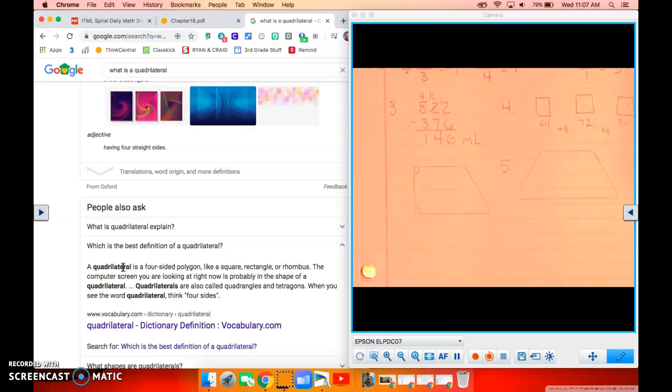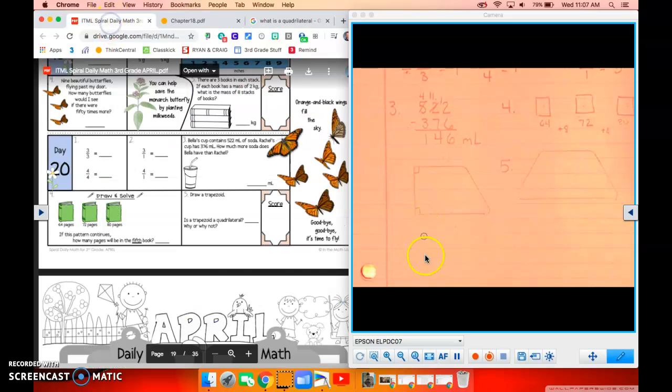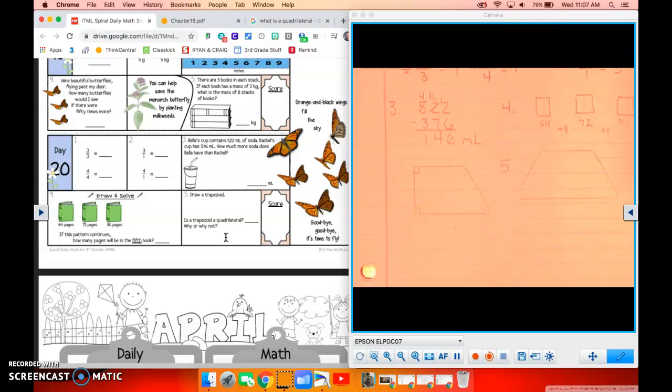Okay, are there 4 sides here? 1, 2, 3, 4. 1, 2, 3, 4. All right, there we go. So back to our question. Is a trapezoid a quadrilateral? Yes, it is. It's a closed figure and has 4 sides.